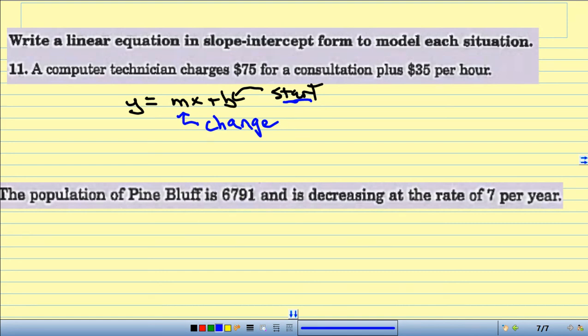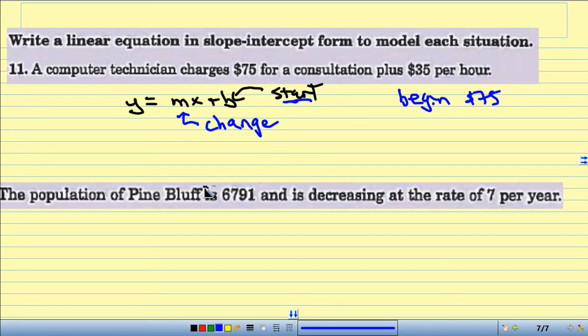So I'm going to read it. It says a computer technician charges $75 for a consultation plus $35 per hour. So just at the beginning, to begin with, how much am I spending? For the person to walk through the door, how much am I spending? For this question, I'm starting at $75. That's my consultation. And then what's changing is every hour I'm paying $35.